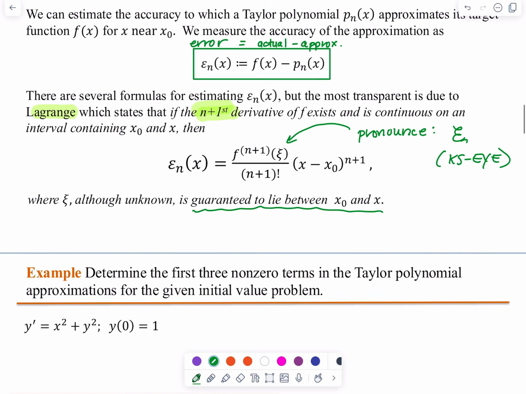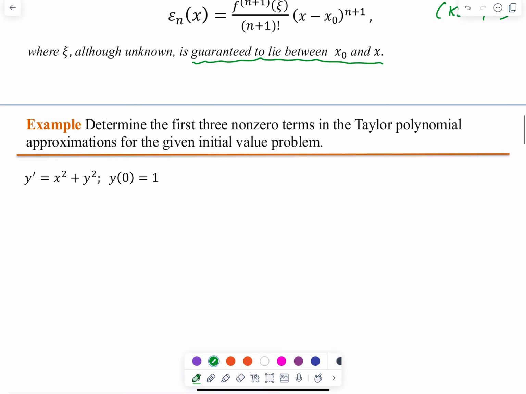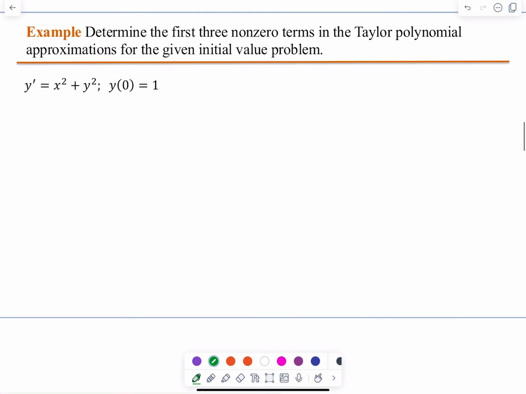Okay, so let's take a look at our first example. We're going to determine the first three non-zero terms in the Taylor polynomial approximation for the given IVP shown here. The first thing I want to note is that x naught is equal to 0, so that is going to be very helpful for us. We really don't know how many computations we have to make until we know.